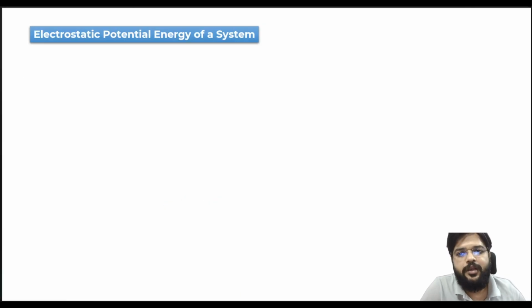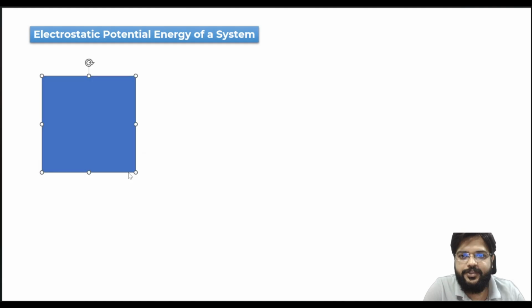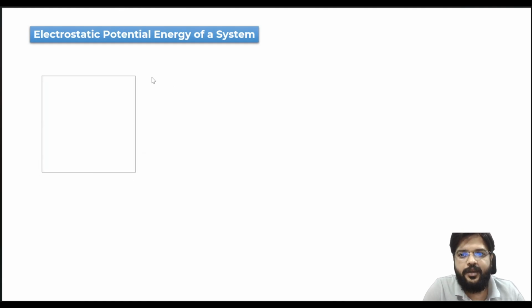Let's see the next topic, everyone. Electrostatic potential energy of the system. So here what is happening? Suppose we have a square and at the corners of the square charges are present: Q1, Q2, Q3 and Q4, correct? And we want the potential energy for this system. And let's suppose the side length of this square is A. So this is also A.